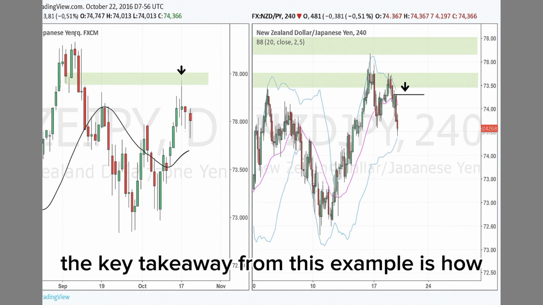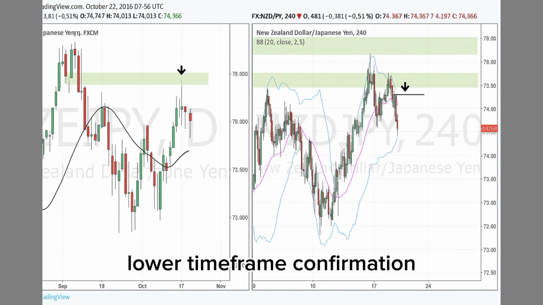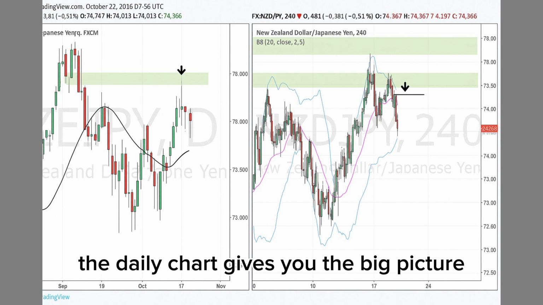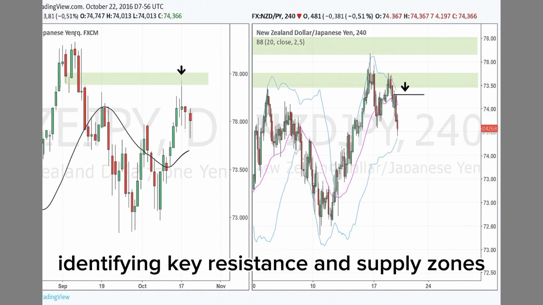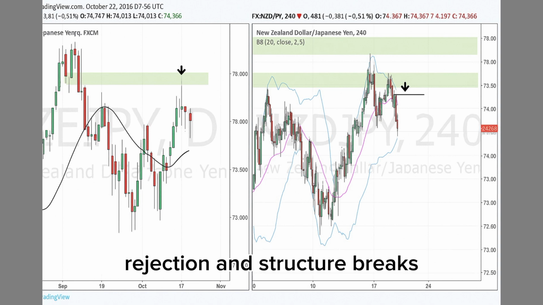The key takeaway from this example is how powerful it is to combine higher time frame levels with lower time frame confirmation. The daily chart gives you the big picture, identifying key resistance and supply zones, while the 4-hour chart helps fine-tune the entry point through clear rejection and structure breaks.